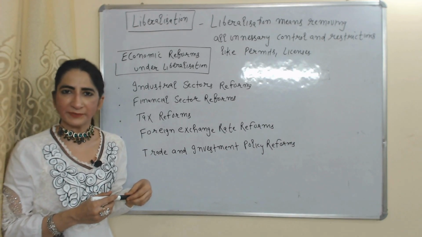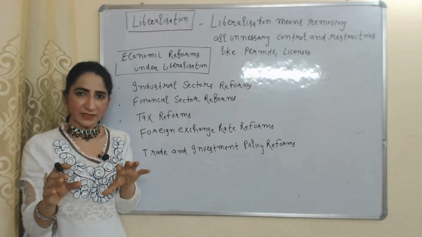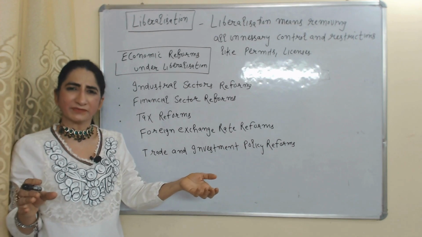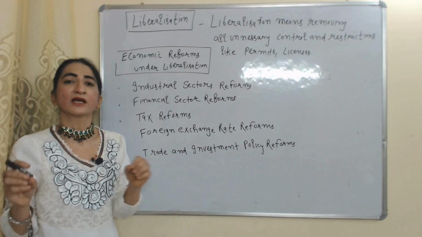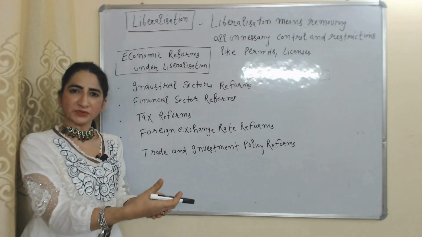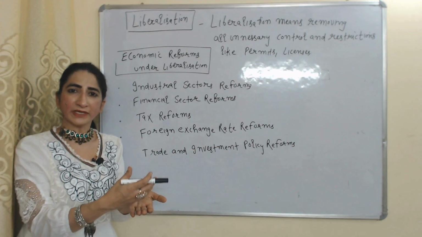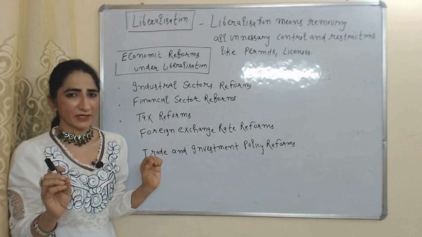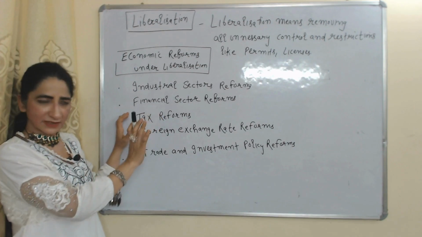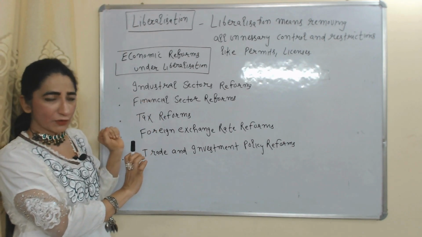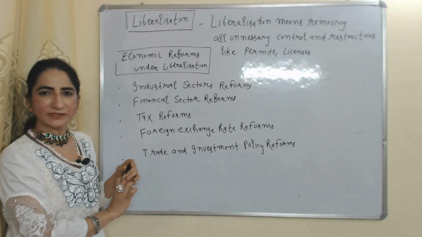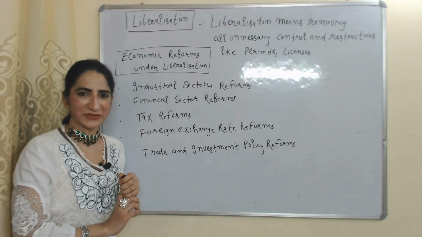So what is liberalization? Liberalization means removing all unnecessary controls and restrictions like permits, licenses, etc., so that the private sector can freely invest. Obviously, when investment increases, then output, employment and income will also increase. Eventually, our economy will grow. Economic reforms under liberalization include industrial sector reforms, financial sector reforms, tax reforms, foreign exchange rate reforms, and trade and investment policy reforms. One by one we will discuss each.